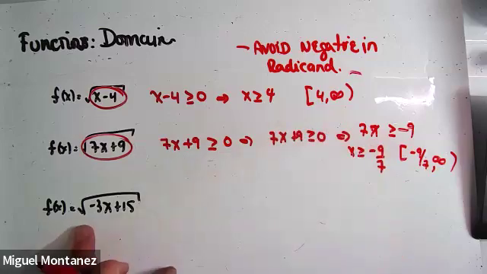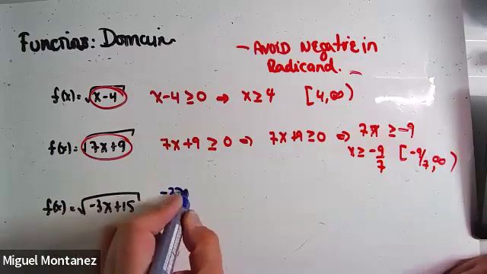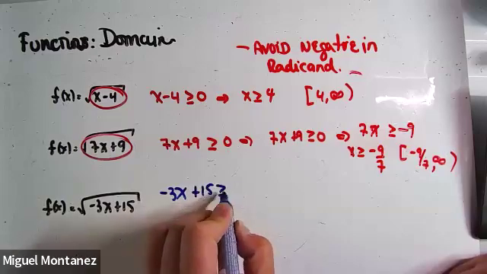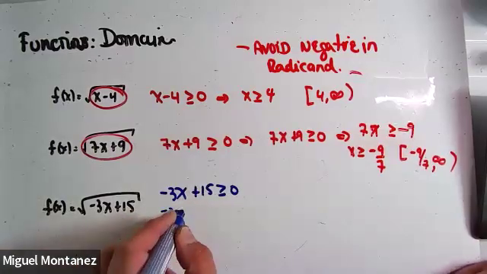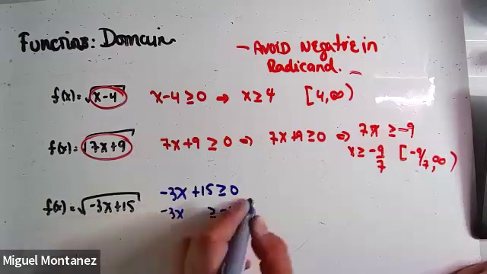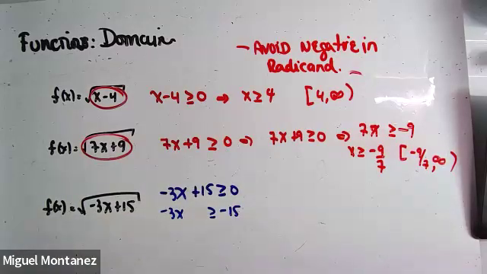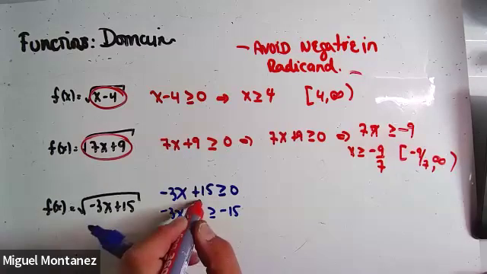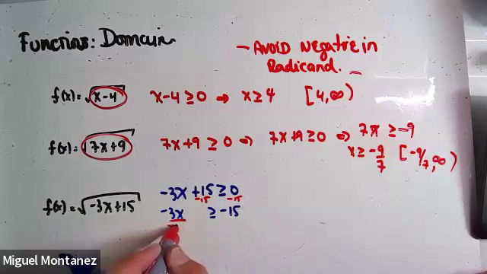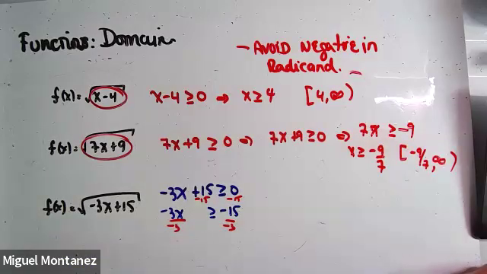Last but not least, again, avoid negative in the radicand. So therefore, what do I have here? -3x plus 15 must be greater than or equal to 0. -3x must be greater than or equal to -15. We subtracted 15, so -15, and now we divide by -3. Dividing by -3, the sign changes, so it'll be less than or equal to negative 15 over negative 3, which is 5.